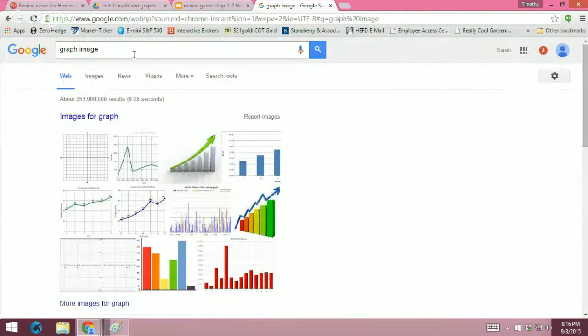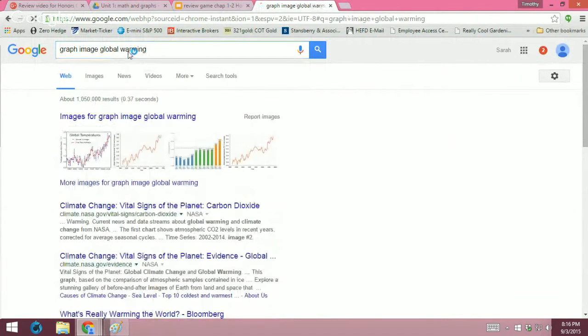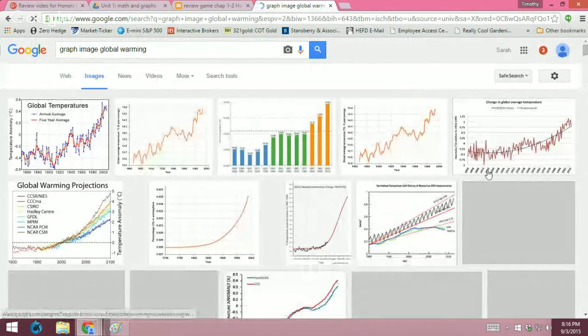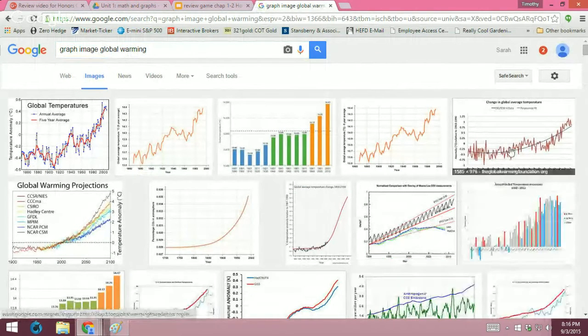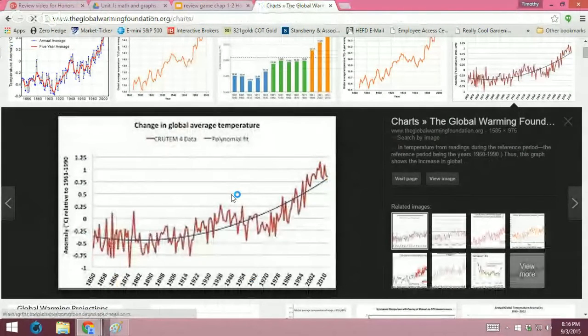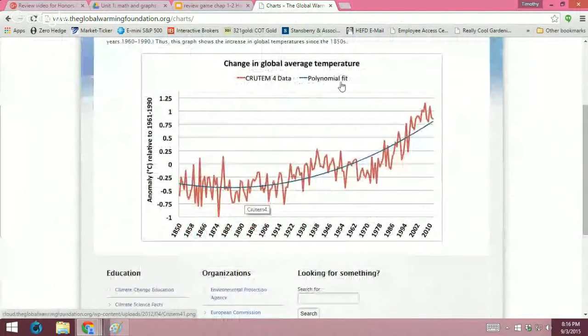Here we go. Let's find something like on global warming. Those are usually really good graphs. They're kind of like intense ones. I like those ones. Ooh, this one's fun. Okay, let's do this one. Here we go.